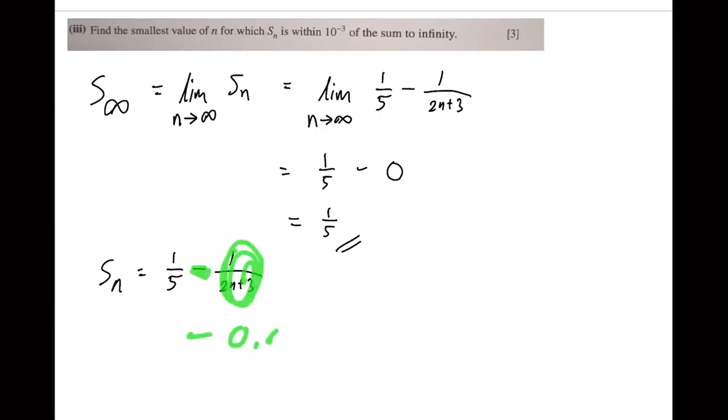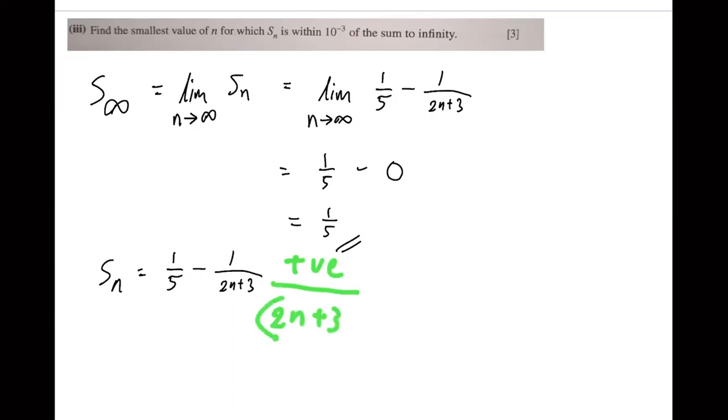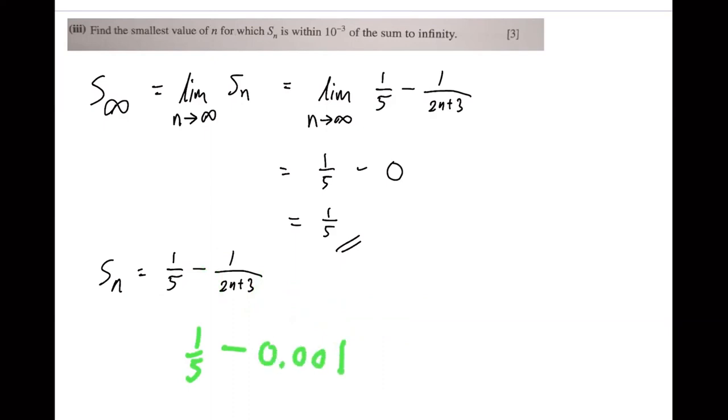Eventually, you're subtracting minus 0.000000001 and then 1/5 minus. So it's very, very close to 1/5, but just slightly under the 1/5. Because the n value is positive, this fraction will also be positive. The numerator here is a 1, which is positive. If n is positive, 2n will be positive. You add on a 3, it will be even more positive. So positive over positive still gives you positive, but you minus away a positive. Means that you're always 1/5 minus away a tiny little bit, maybe 0.001, for example.